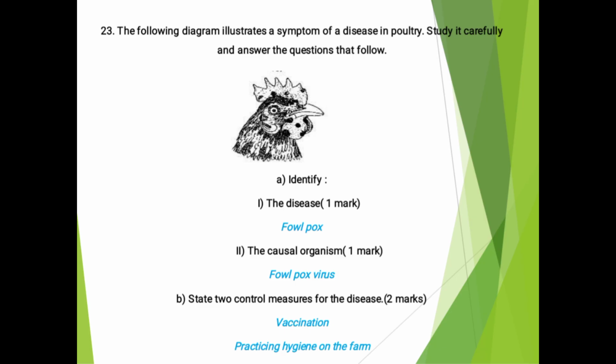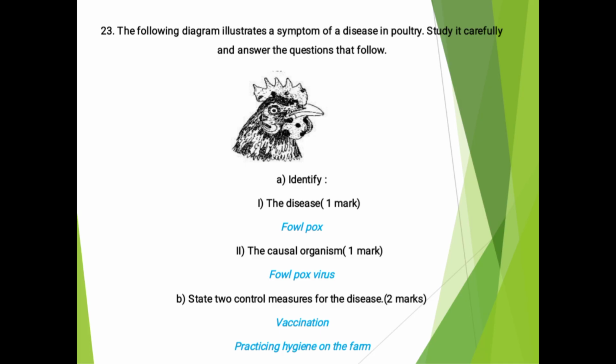Okay, question 23. The following diagram illustrates a symptom of a disease in poultry. Study it carefully and answer the questions that follow. Identify the disease. So look at the chicken. We can see we have some spots here around the head of this poultry or chicken. So that disease is usually known as fowl pox.